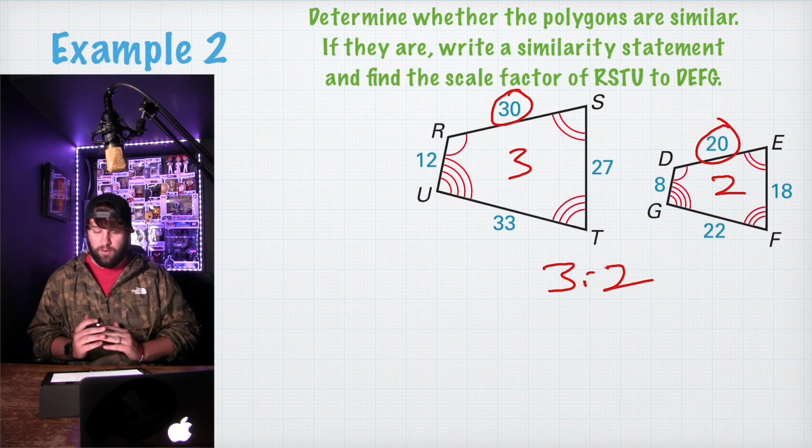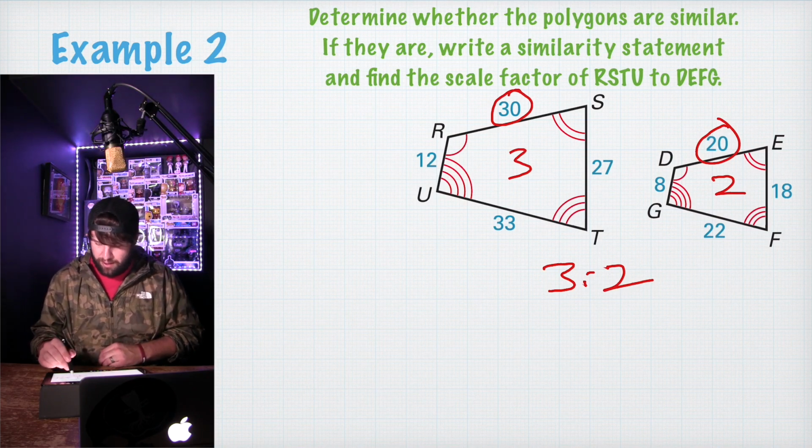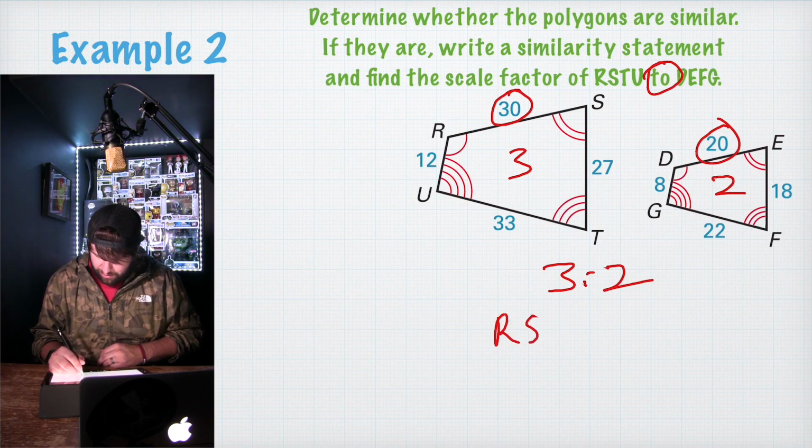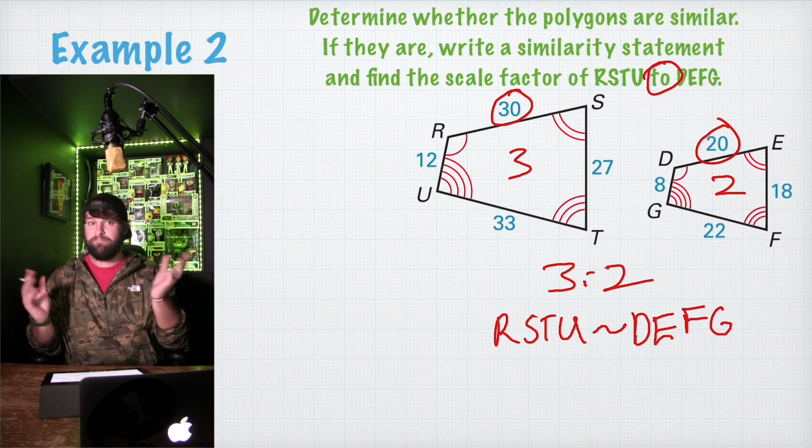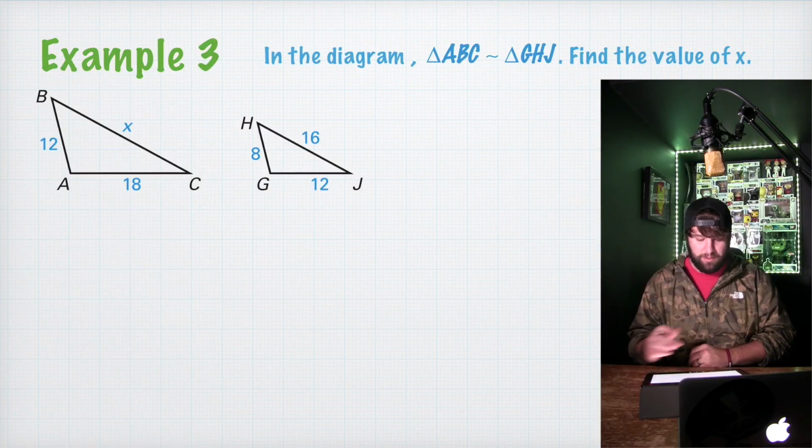Now, they want us to write a similarity statement. And our similarity statement is really easy to write. All you do is replace this word with a squiggly line. RSTU is similar to DEFG. Okay, that's all. Let's go ahead and keep going.